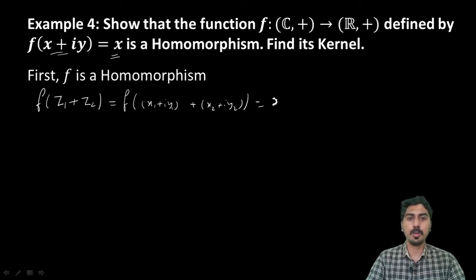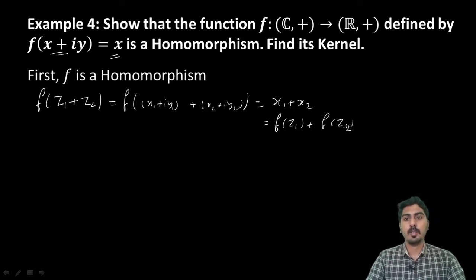This will be equal to x1 plus x2. x1 is the real part of z1, x2 is the real part of z2. So this can be written as f of z1 plus f of z2. And this is true for all z1, z2 belongs to C. So f is a homomorphism.